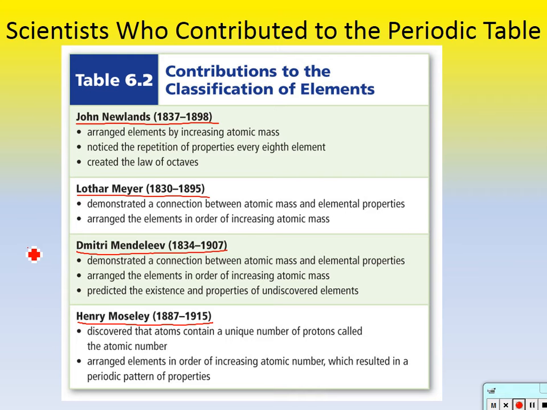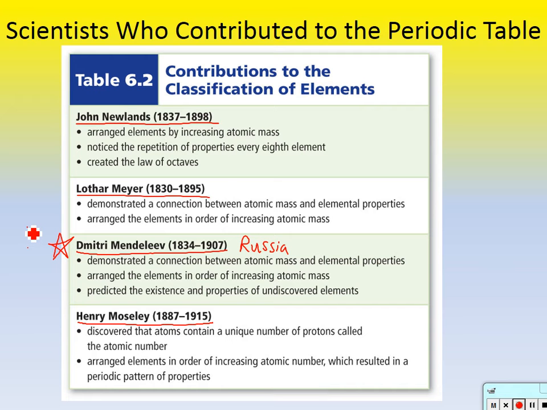I want you to put a star next to number 3. That would be this guy. Dmitri Mendeleev is given the most credit for creating our modern day periodic table. Okay. He's a Russian chemist. Let's make that note. He was from Russia. He's a Russian chemist.